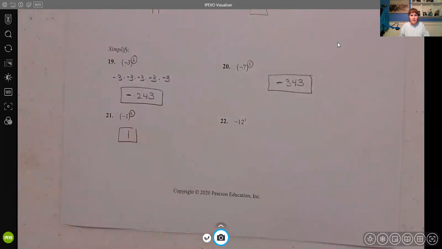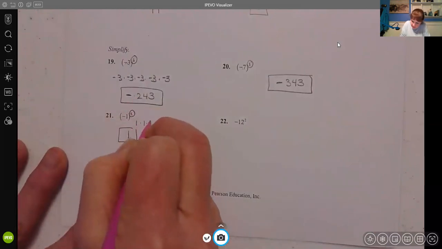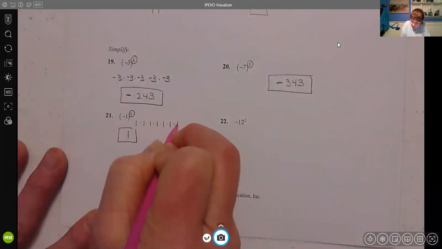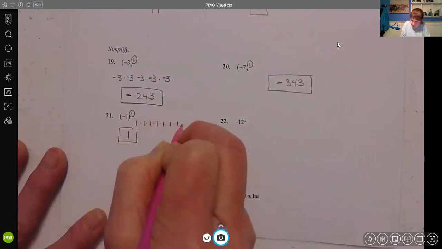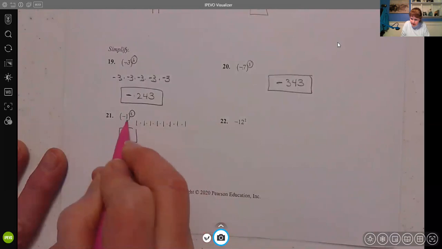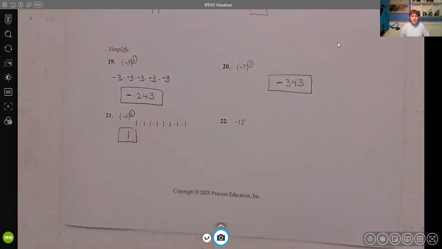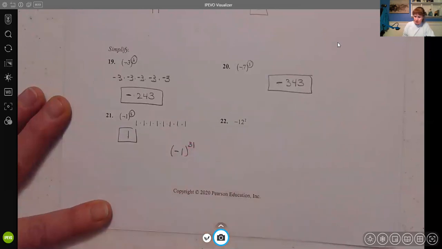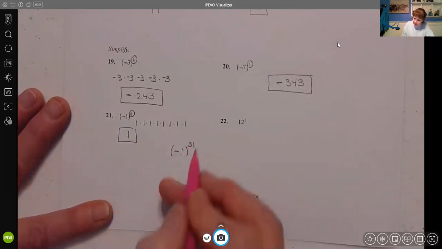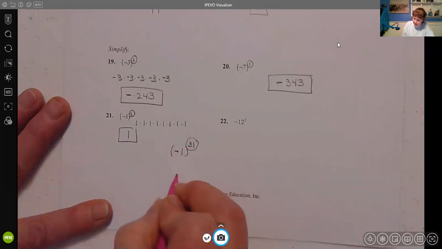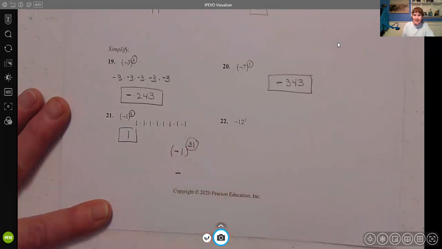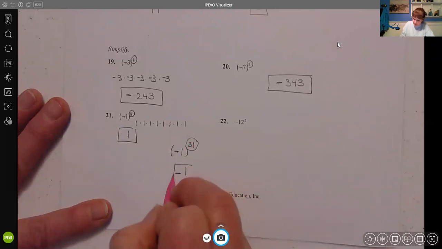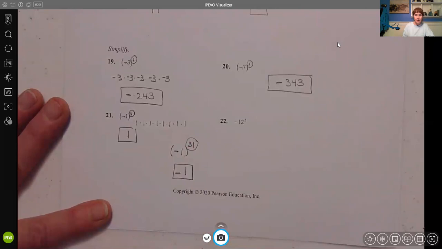Don't take 1 times 8. All right. This means 1 times 1 times 1, 8 times. I didn't put the negatives because it doesn't matter. I already know it's going to be a positive answer. You get 1. So if I had -1 to the 31st, this is odd, so I know the negative stays. And 1 times itself 31 times will still be 1. So there you go, -1.